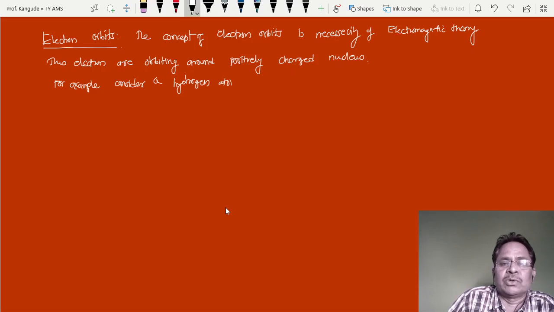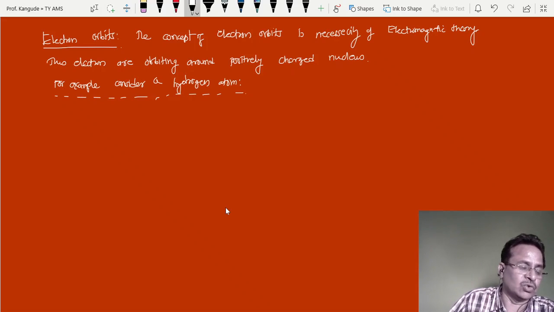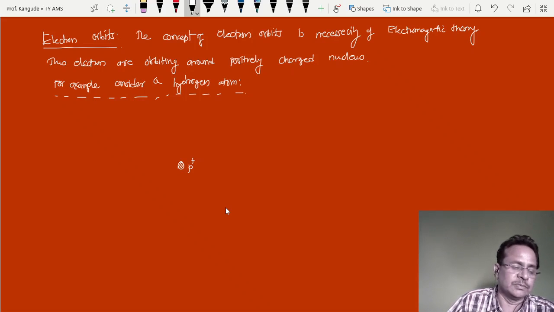Okay, now henceforth we are going to concentrate more on this hydrogen atom, even in Bohr theory of the hydrogen atom model, and so on. So I am drawing a very simple picture here. This is a proton, P plus. I am calling it proton now. Earlier I was calling it a positively charged nucleus.